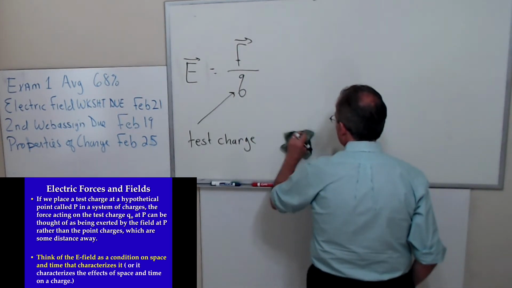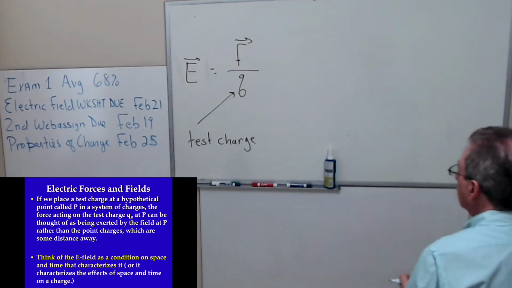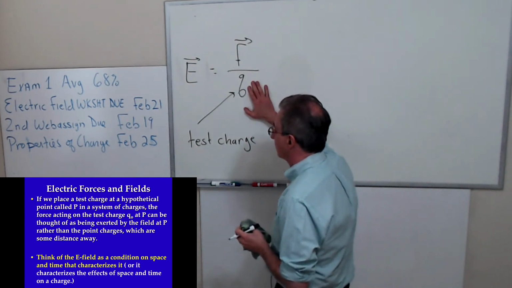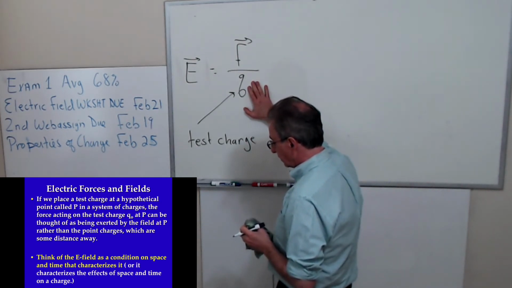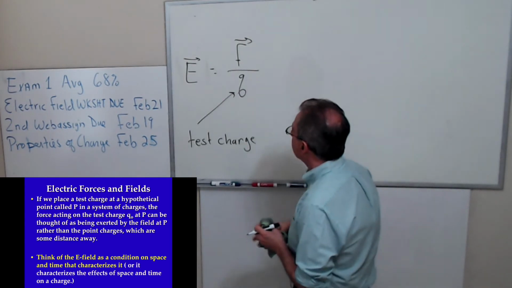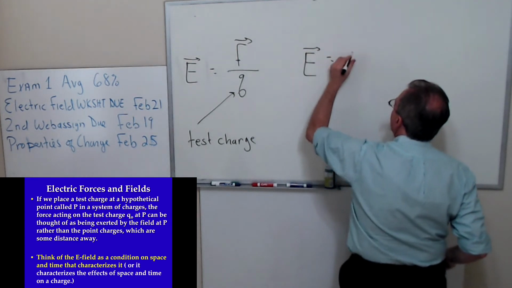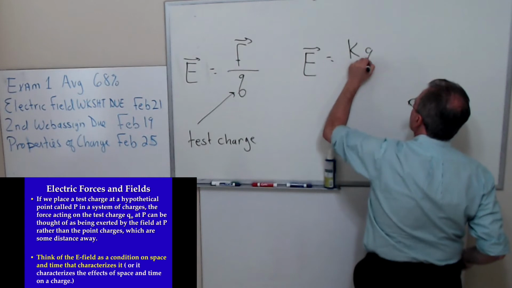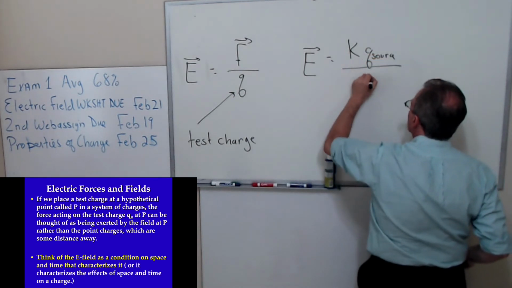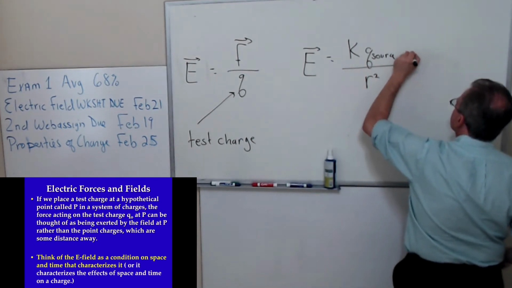Okay, let me continue here. So it's the force per unit charge. This is the test charge. We assume that it's small enough so that it doesn't affect the field due to the rest of the charge distribution. If we have a point charge, we can write the electric field as K Q, this is the source of the field, over R squared times R hat.